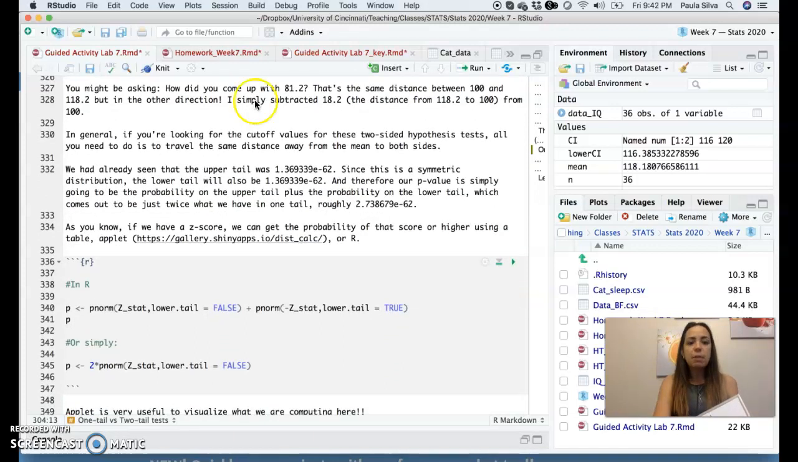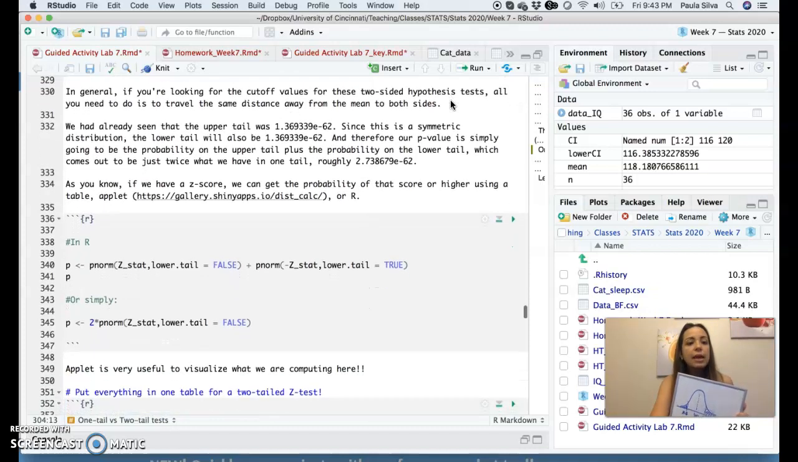You might be asking, how did I come up with the 81.8? That's the same distance between 100 and 118 in the other direction, right? So the distance between 100 and 118 is 18.2. If I subtract 18.2 from 100, I go all the way to the other direction, all right? So I need to compute the probability of the two sides. In general, if you're looking for the cutoff values of these two-sided hypothesis tests, all you need to do is travel the same distance away from the mean to the two sides. No matter which one you get, if the mean is this one or that one, you would have to compute the other side.